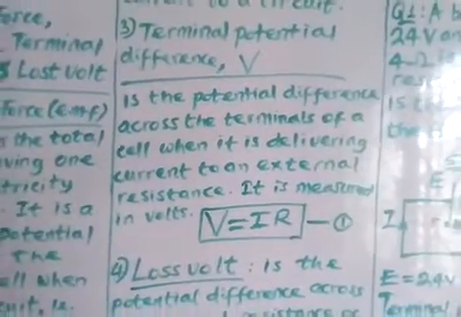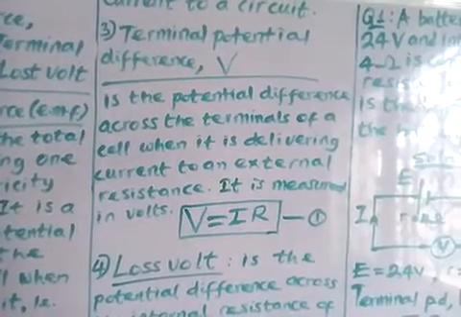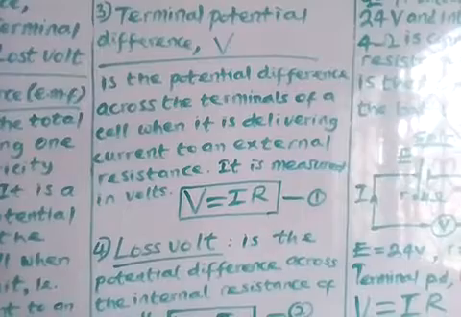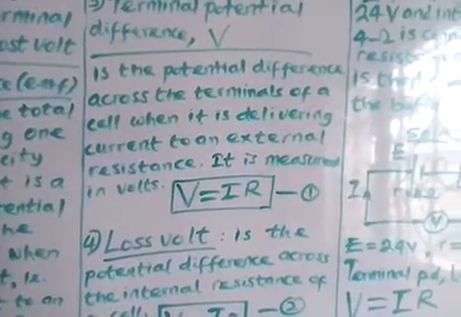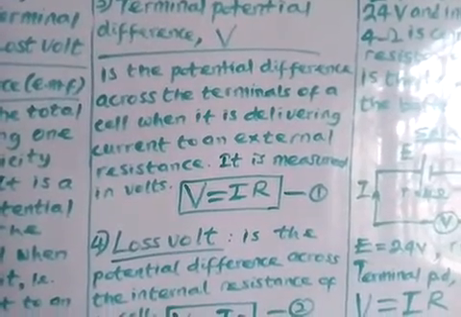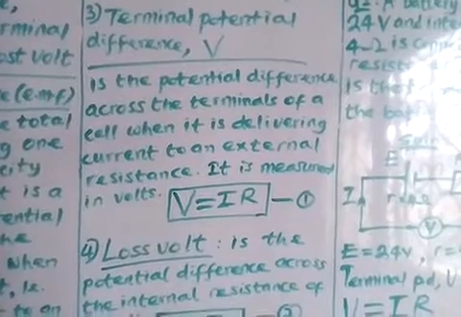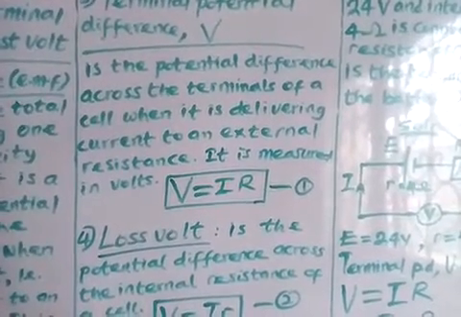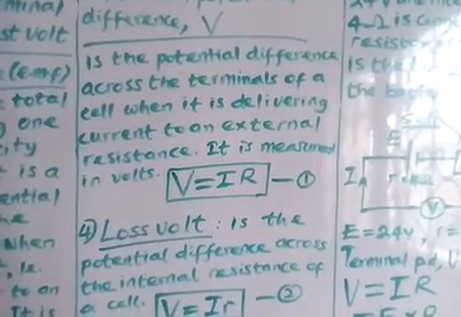The next one is what we call the terminal potential difference. It has the symbol V. What is terminal potential difference? It is the potential difference across the terminals of a cell when it is delivering current to an external resistance. It is measured in volts. And what is the formula for our terminal potential difference? Our terminal potential difference, V, equals IR. V is the capital V, I is the current, then R is the resistance.